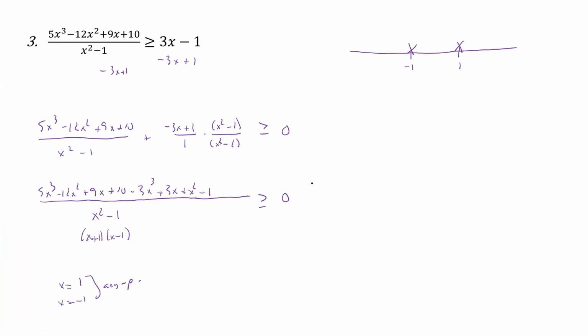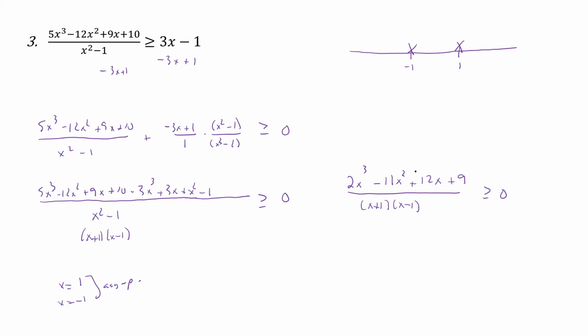So 5 minus 3 is 2x cubed. Minus 12 plus 1 is minus 11x squared. 9 plus 3 is plus 12x. 10 minus 1, that's going to be plus 9, all over our (x plus 1)(x minus 1), greater than or equal to 0.